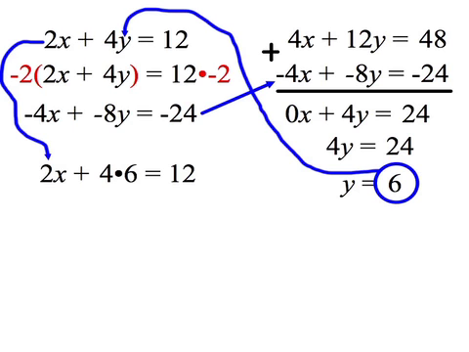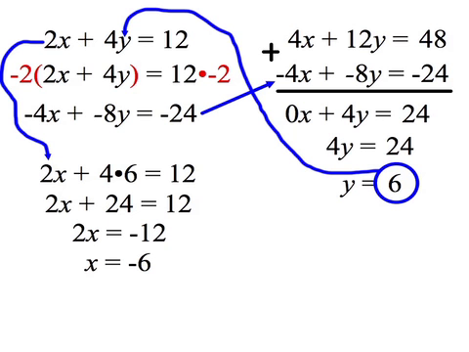Then we're going to bring it down to where we have some blank space. 4 times 6 is 24. Then we add negative 24 to both sides to get that 2x is negative 12. Divide both sides by 2, and x is negative 6. So our solution for this system is x equals negative 6 and y equals 6.